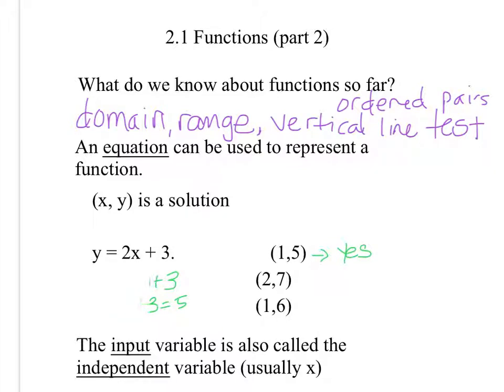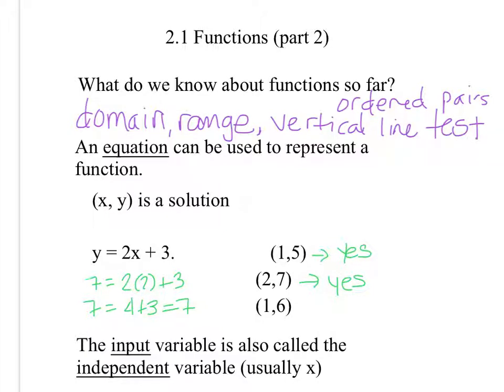Now the next one says that when x is 2, y is 7. So we'll try that. So when x is 2, y is 7. So we plug in 2 for x and 7 for y. We go through the math. 2 times 2 is 4, plus 3. 4 plus 3 is 7. 7 equals 7. Hey, that's a solution also. Okay. Now the third one we have here is 1 comma 6.